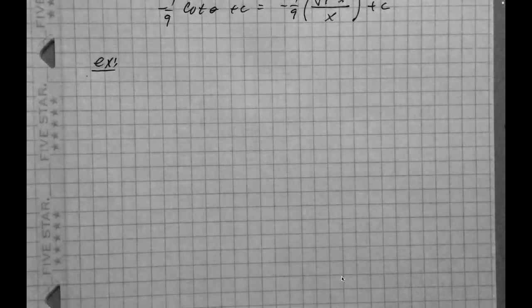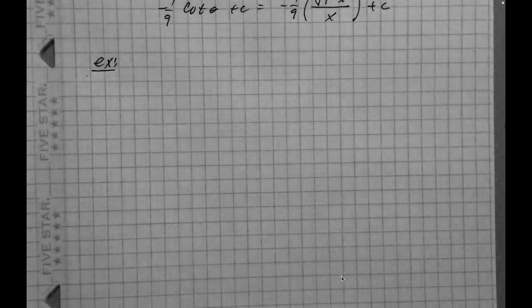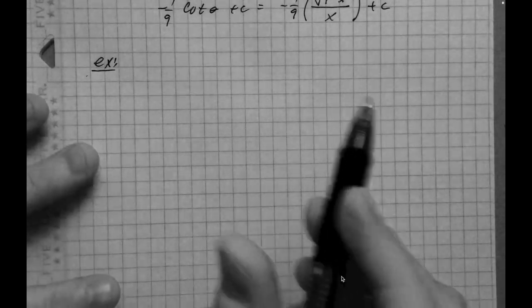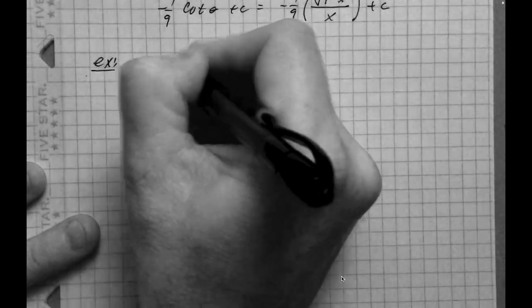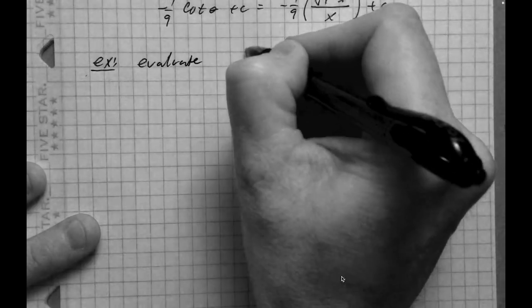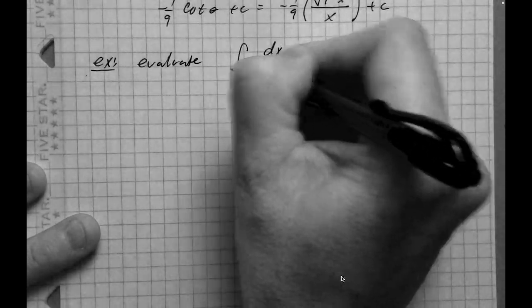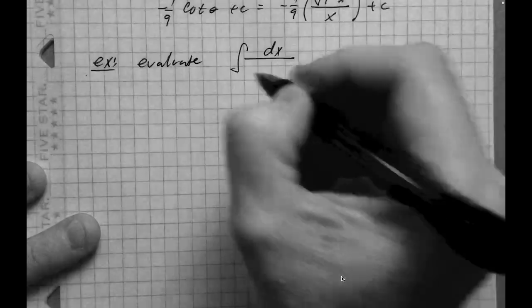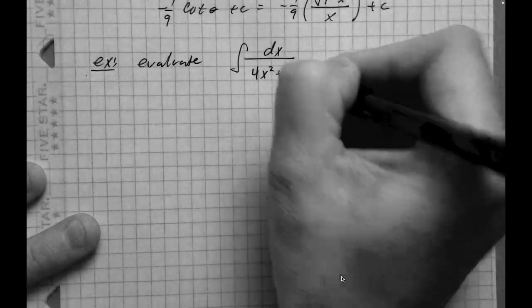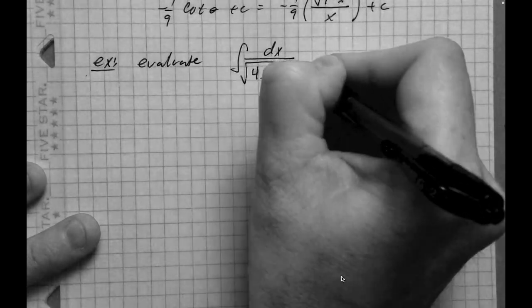So these can be pretty tricky. I think these are very difficult for people to get comfortable with because it's just a different way of thinking. But again, practice, practice, practice. Examples, examples, examples. Let's evaluate this guy. So dx over the square root of 4x squared plus 1.